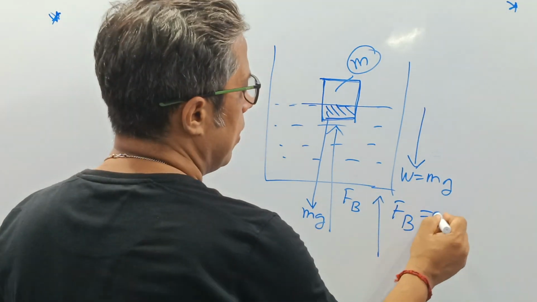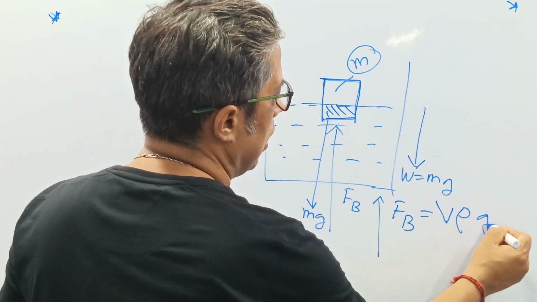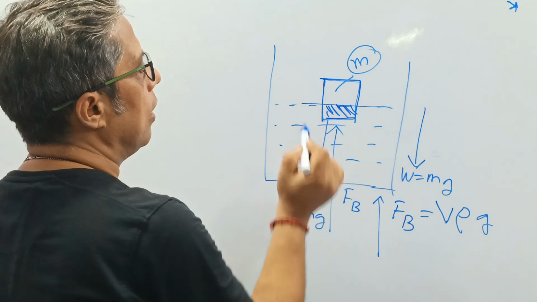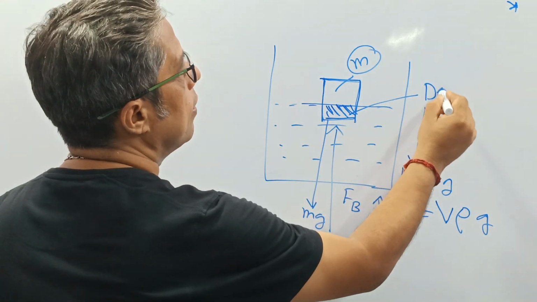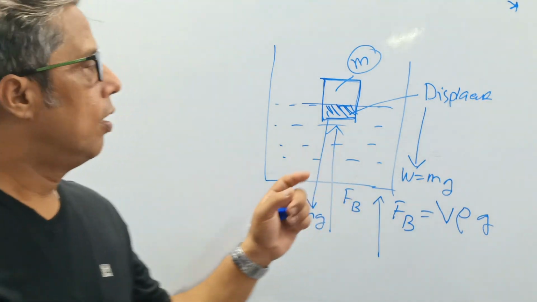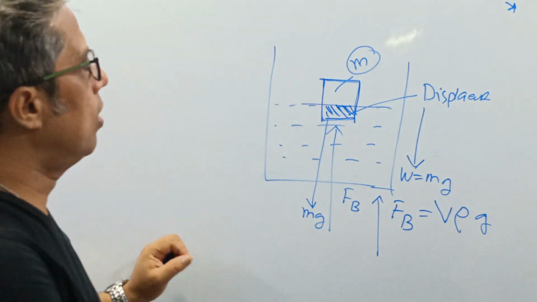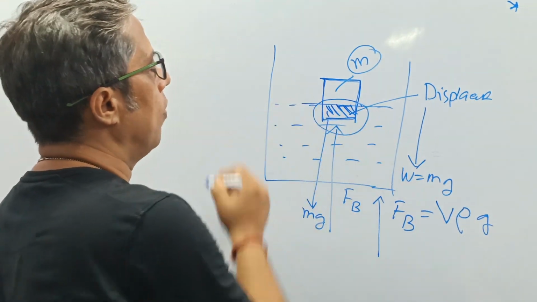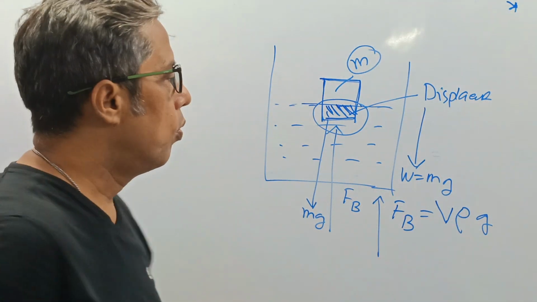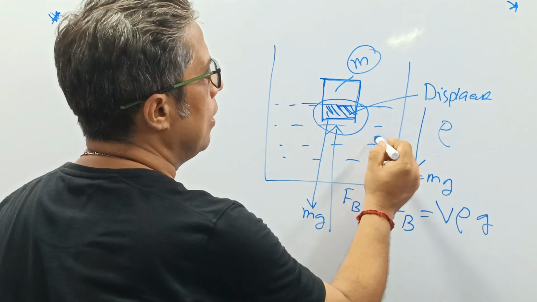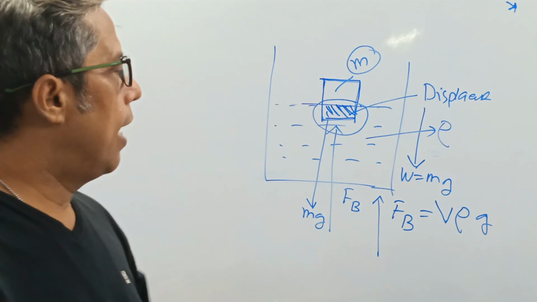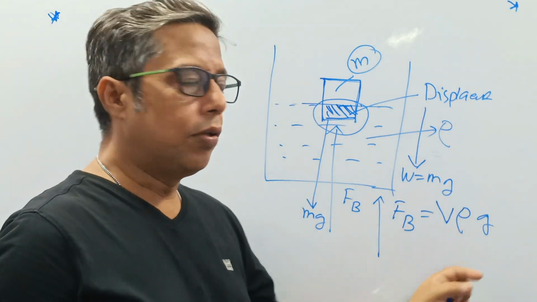So FB means V rho g. So here V is the volume of the object inside the liquid. That means the displaced liquid. Whenever an object is inside the liquid, it is displacing this amount of liquid. So that's called the volume of displaced liquid, right? And rho, the density. This density is the density of this liquid, which is giving the upthrust force. Fine. And g is the acceleration due to gravity.